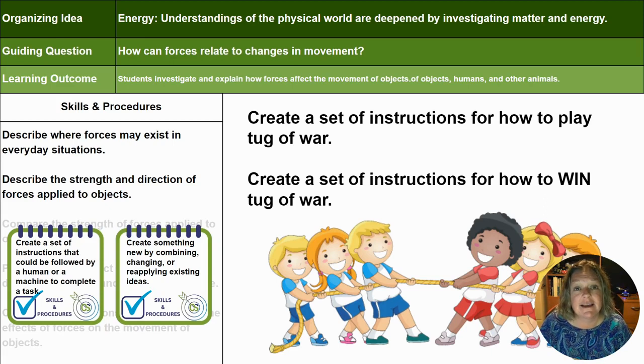So same in this case, we can ask them to create a set of instructions for how to play tug of war, and we are going to be working through computer science as well as energy at the same time. And we can extend and say create a set of instructions for how to win tug of war, and they're going to show us an even deeper level of understanding of the notions of force, and also how to write and refine really good instructions as is expected in your computer science curriculum.